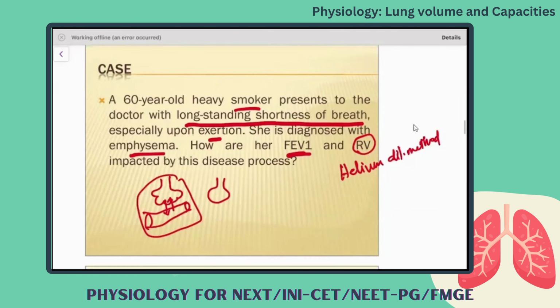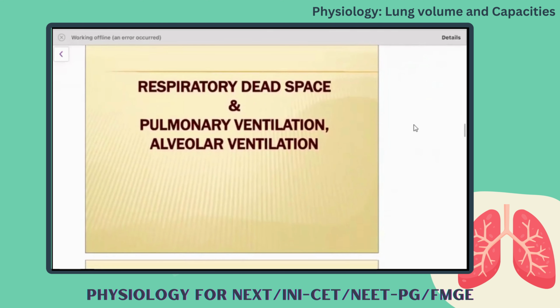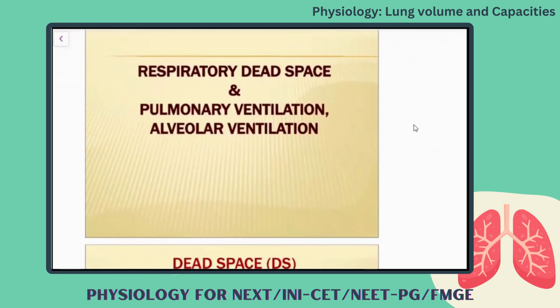Okay, clear? So we will move on. The next concept is dead space. The term dead space, with respect to respiration, means the space which is present in the lungs which is not involved in the gas exchange.